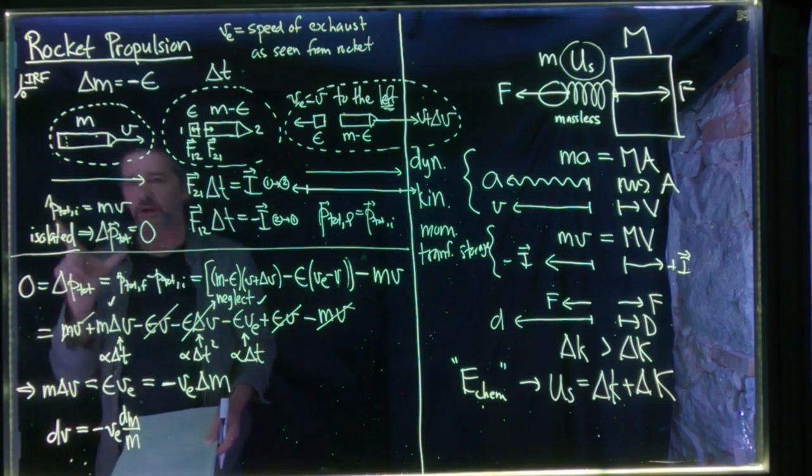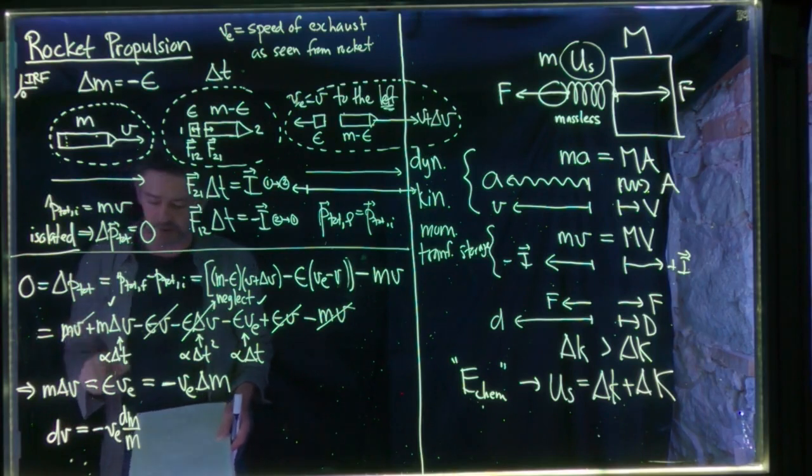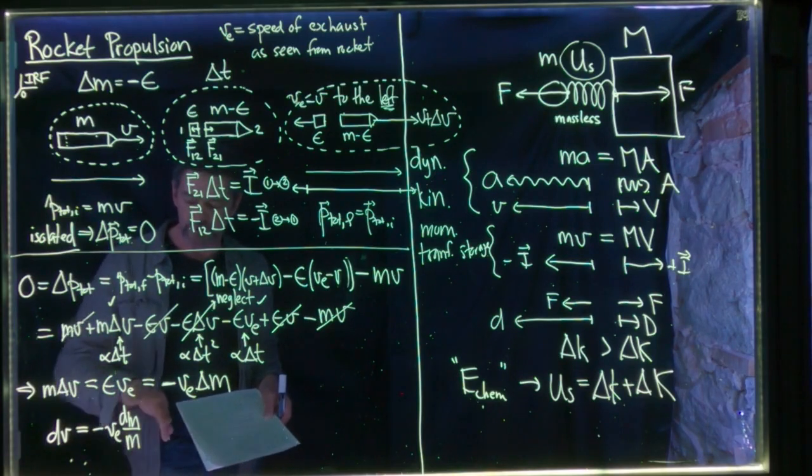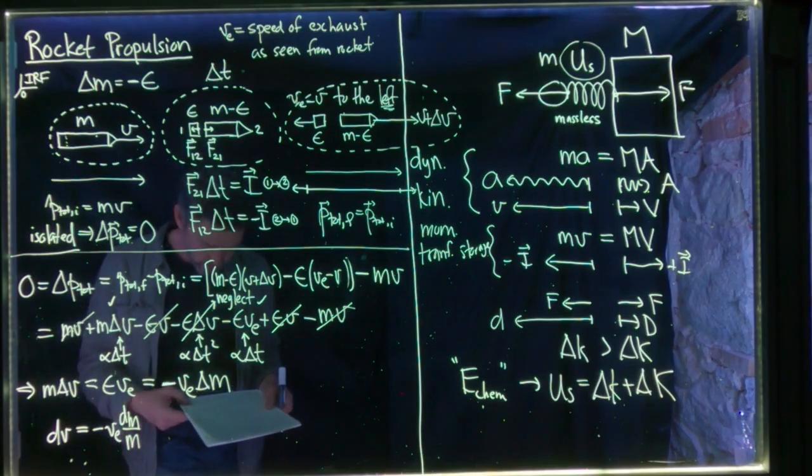It says that during an infinitesimal amount of time dt, the change in the velocity of the rocket dv is equal to negative the speed of the exhaust gas particles, a positive number, times the change in the mass of the rocket, which is a negative number, divided by the mass of the rocket. So the fractional change in the mass of the rocket.